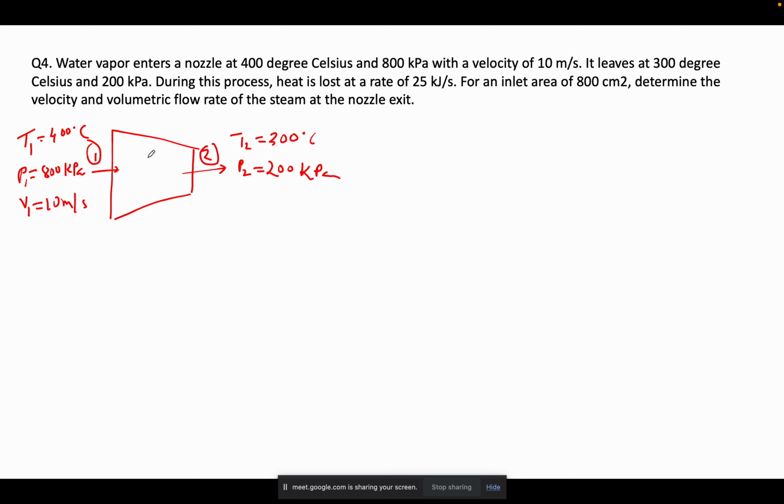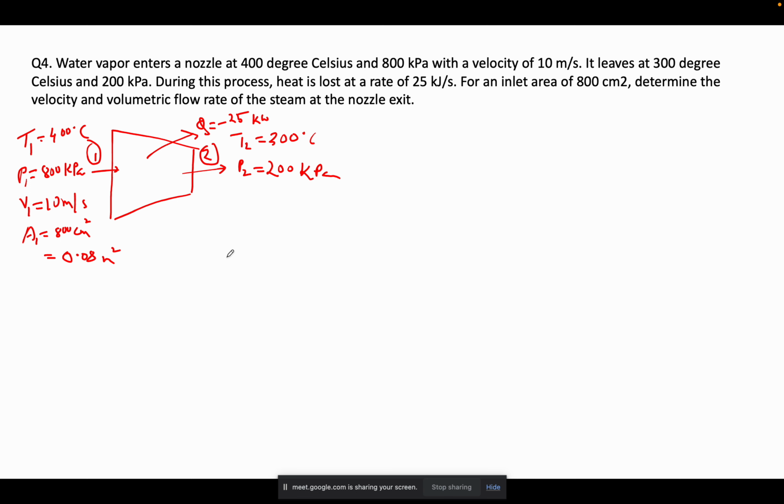Okay, and in this process there is a heat loss. I will write this as minus, because we know that heat loss from the system is negative kilojoule per second. This is basically kilowatt. Then the inlet area is also given to us. The inlet area is 800 centimeter square. If you convert this to meter square, 800 into 10 raised to the power minus 4, this will be 0.08 meter square. Okay, so these are the things that are given to us.